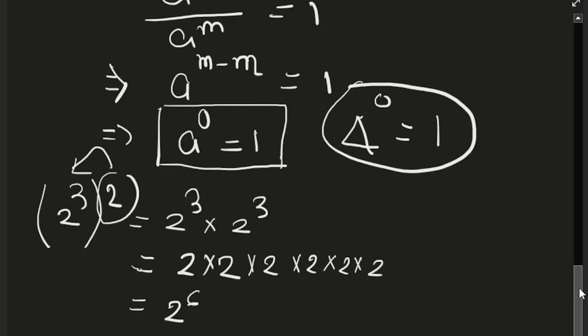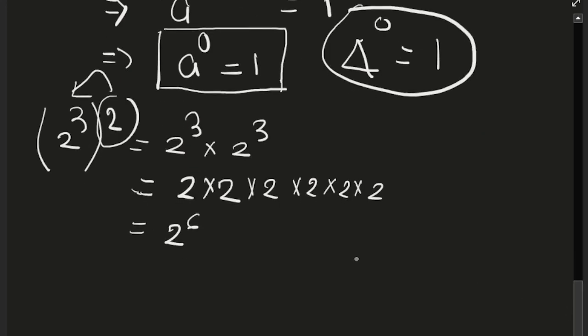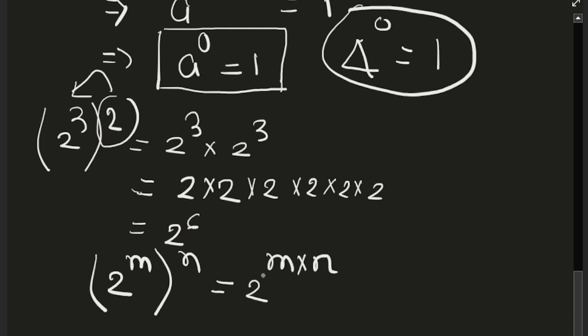And which formula are we following here? The formula we are following is 2 to the power of m whole to the power of n. When a power is upon a power, then the powers will be multiplied. That means 2 to the power of m into n, that is 2 to the power of mn. mn means m into n. This is also one formula.